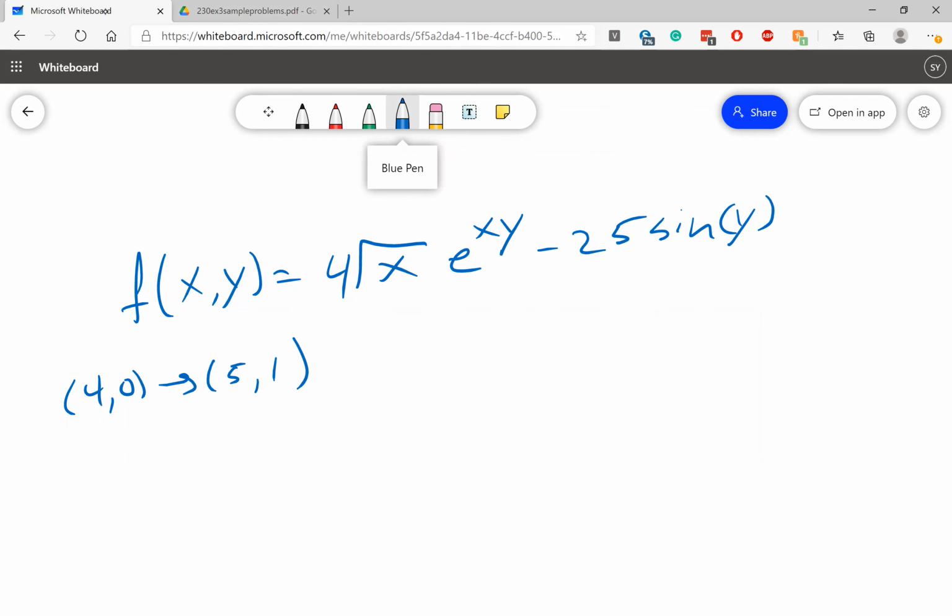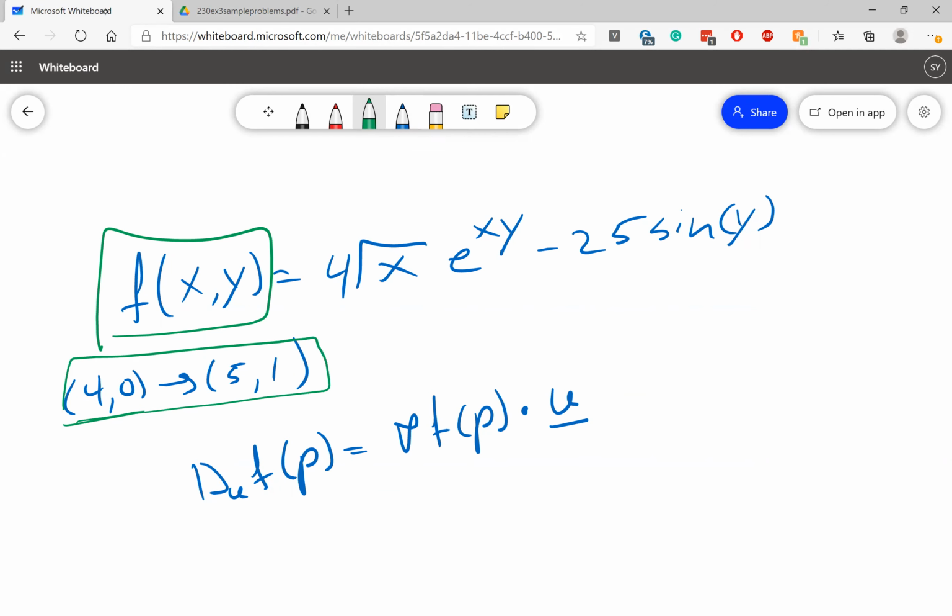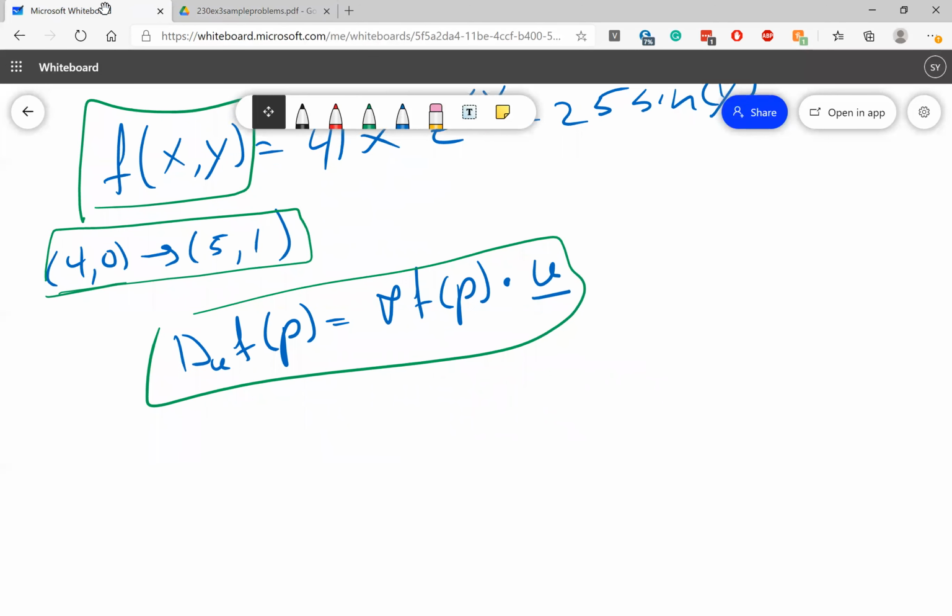Okay, so we know that the directional derivative in the direction u of f at a point P is going to be equal to the gradient of f at point P dotted with u, provided that u is the unit vector. So we need to find the gradient of this, plug in the point (4, 0), and then we need to find the unit vector that goes from here to there. So find the vector, take its magnitude, that will give us the unit vector. Then use this formula and we will solve that problem. So let's start by finding the gradient of f.